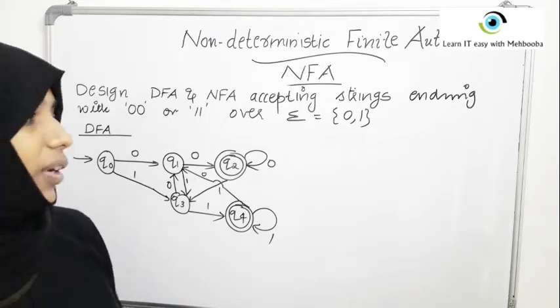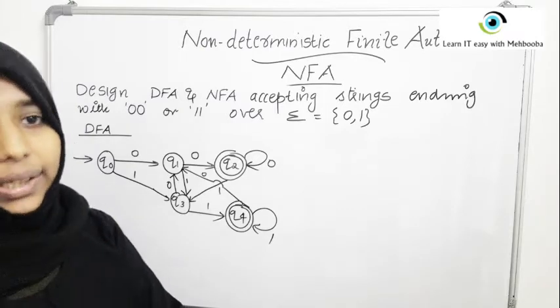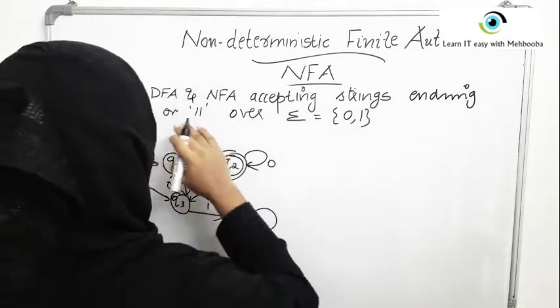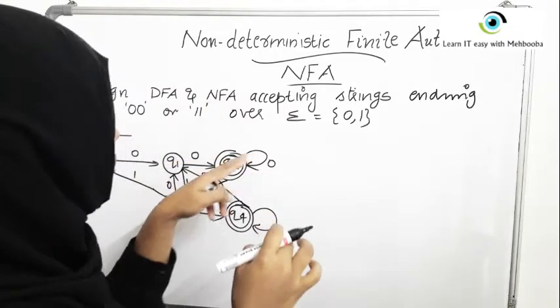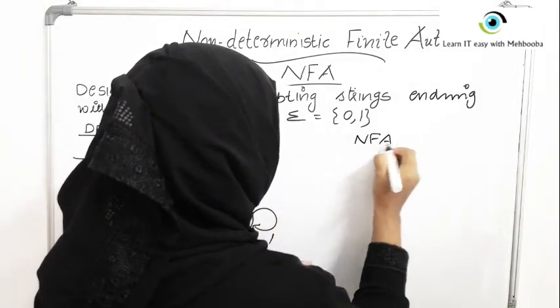But in case of NFA, it doesn't matter. You just have to include only the transitions that you really need. This is the DFA. Now we will draw the NFA which accepts strings ending with 0011.